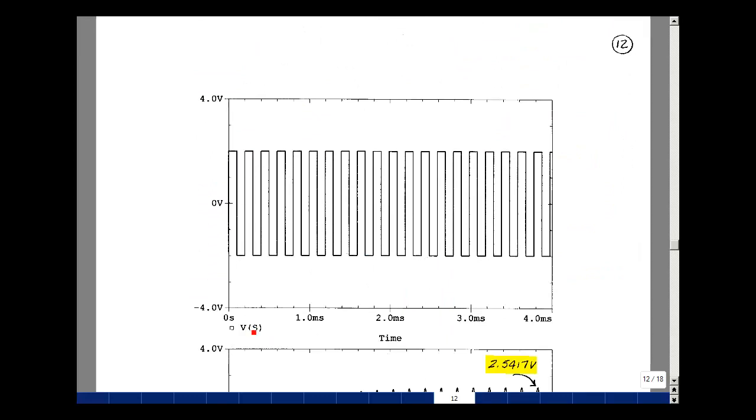Here's a plot of V sub s versus time. So we're going between plus 2 volts and minus 2 volts, plus 2 volts, minus 2 volts.